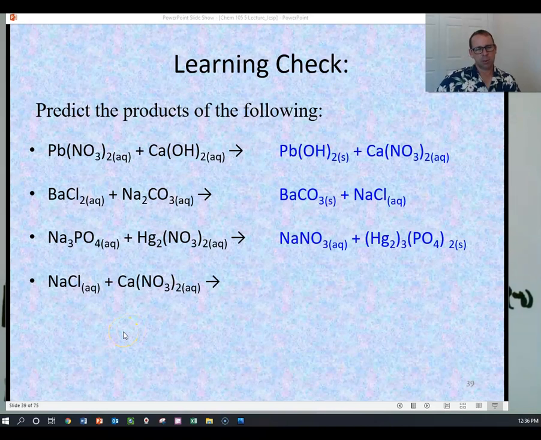Last one here, I think, or maybe one more. What do you think about this one? What are our products? We got sodium chloride reacting with calcium nitrate. What are the products going to be? Sodium nitrate. Calcium chloride. Very good. Are either of those 2 precipitates?